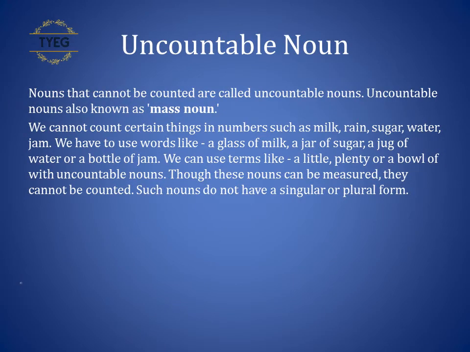Uncountable noun. Nouns that cannot be counted are called uncountable nouns, also known as mass nouns. We cannot count certain things in numbers such as milk, rain, sugar, water, jam. We have to use words like a glass of milk, a jar of sugar, a jug of water, or a bottle of jam. We can use terms like a little, plenty, or a bowl of with uncountable nouns. Though these nouns can be measured, they cannot be counted. Such nouns do not have a singular or plural form.